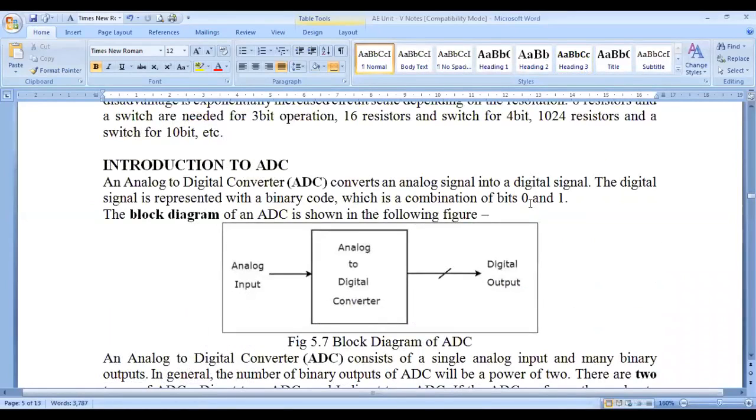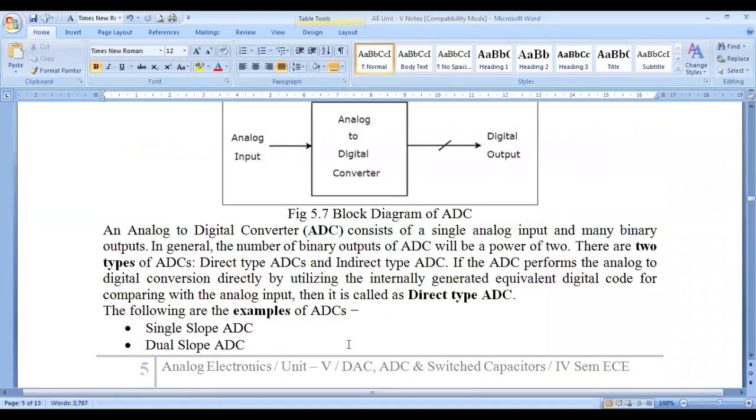This topic is analog to digital converter, abbreviated as ADC. ADC converts an analog signal to a digital signal. A single analog input will be given to the ADC, which gives a combination of zeros and ones, that is, bits. The block diagram is shown in figure 5.7, consisting of a single analog input, and a binary output will be available.